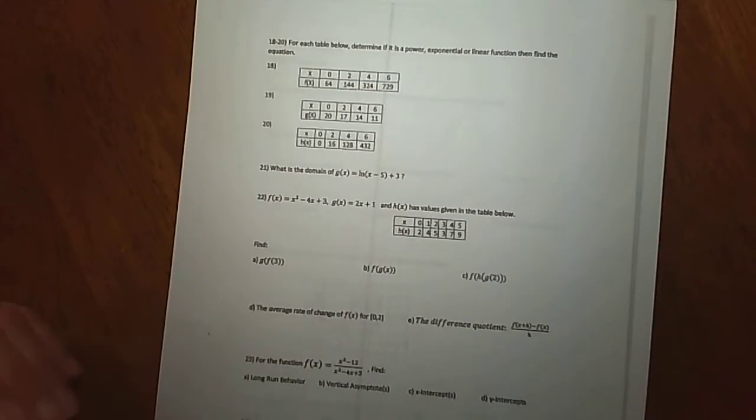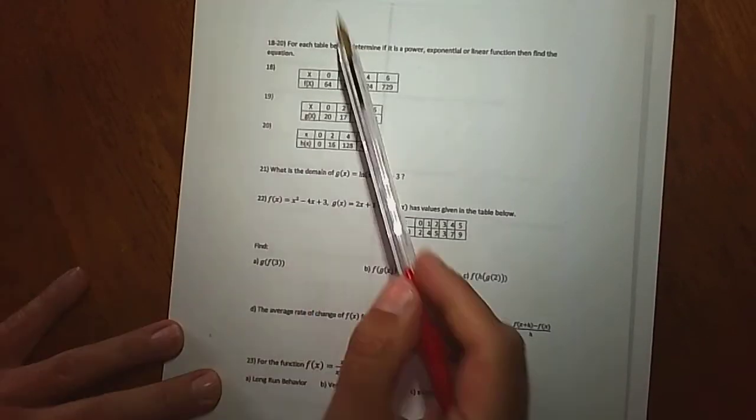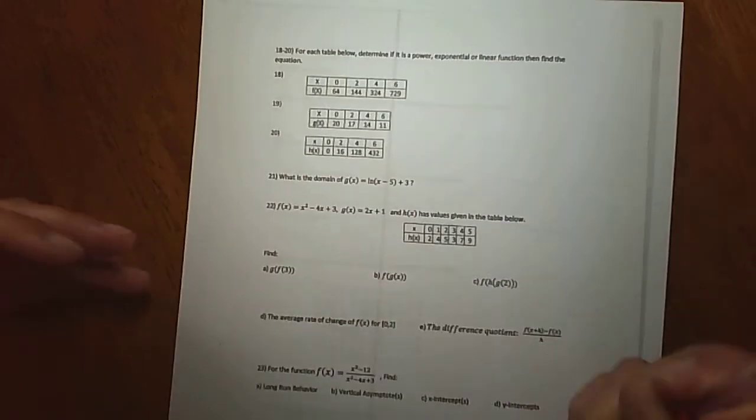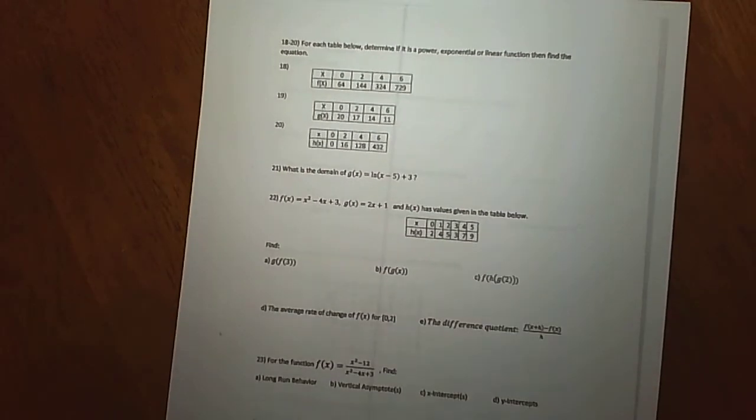So the easiest thing to check for if it's linear, to be linear, it would have to have a constant average rate of change. In fact, let me get some scrap paper here so I can write on. Let's see here. Oh, here's some. All right.